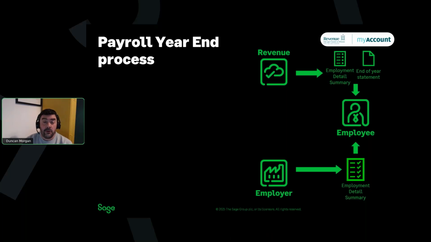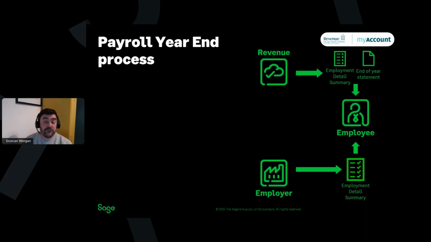So again, if you were here at the start of the webinar, we did explain that all of your reporting is done in real time these days. So once you've sent that final payroll submission for your last pay date, there's nothing further you need to send to revenue. And actually all the official documentation, so the employment detail summaries and end of year statements, are dealt with by revenue, and they provide those documents in the My Account section of their website.